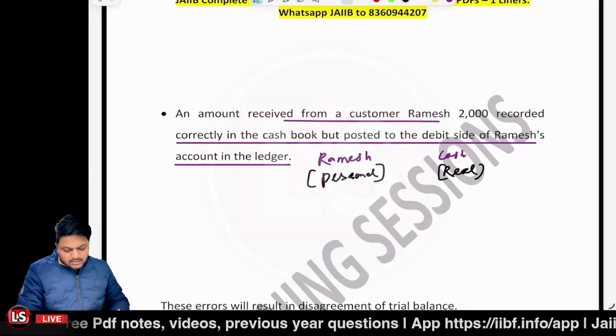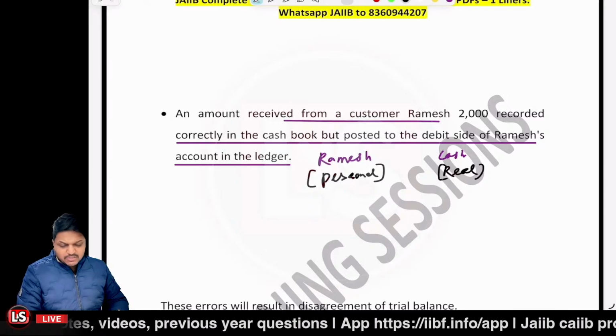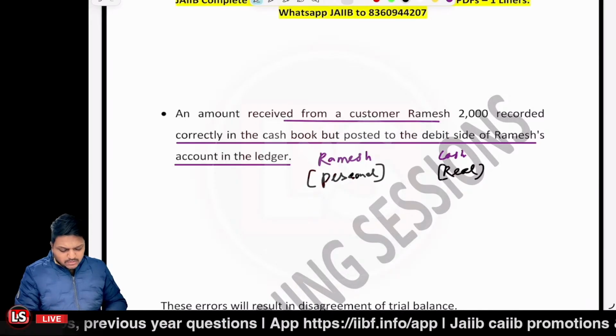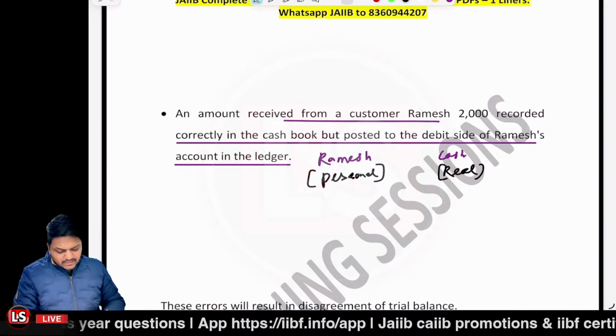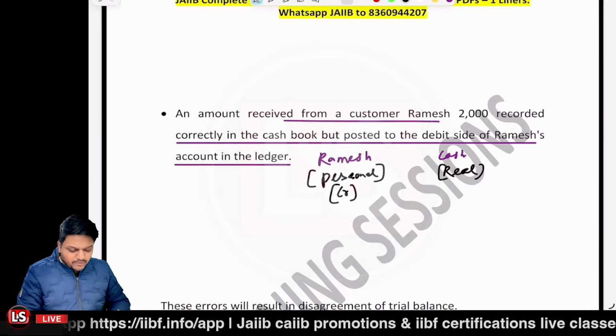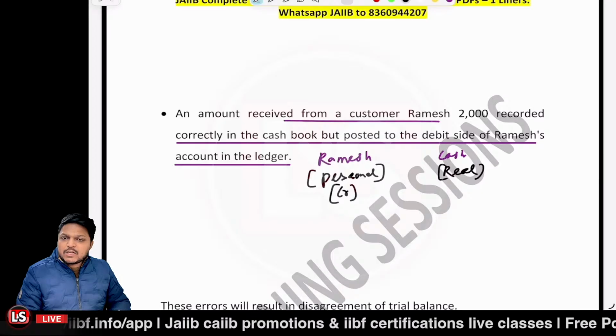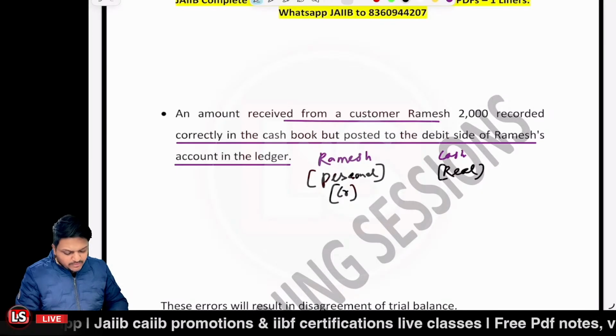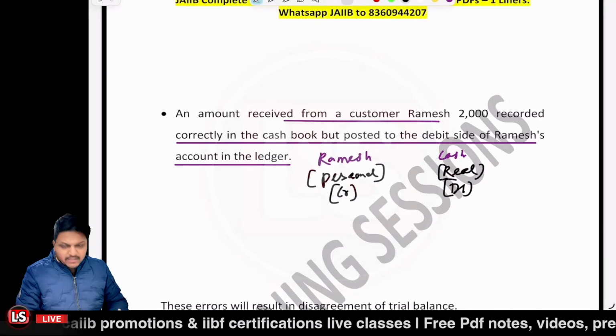Now, Ramesh has paid the cash. So Ramesh is the giver, right? So debit the receiver, credit the giver. So credit and debit what comes in. For real account, the rule is debit what comes in, credit what goes out. So cash account is to be debited. This was to be the correct entry.